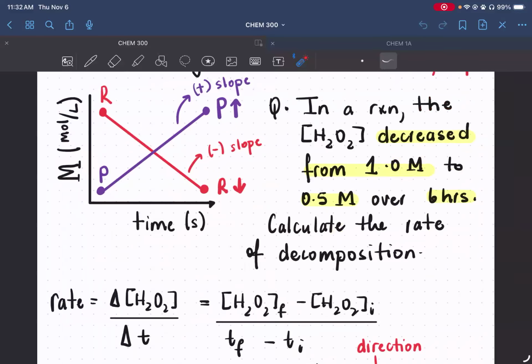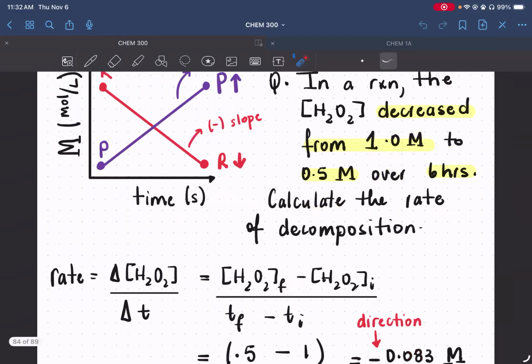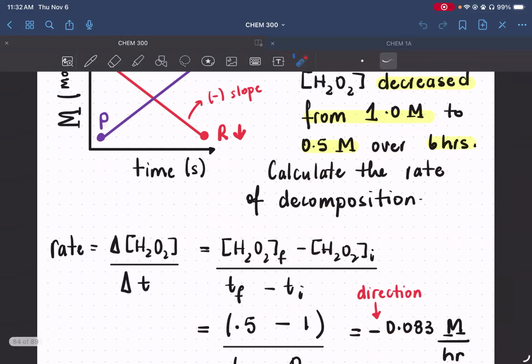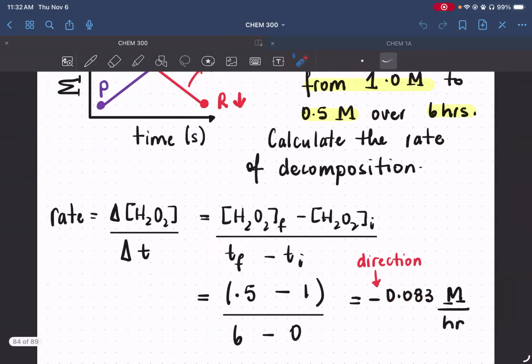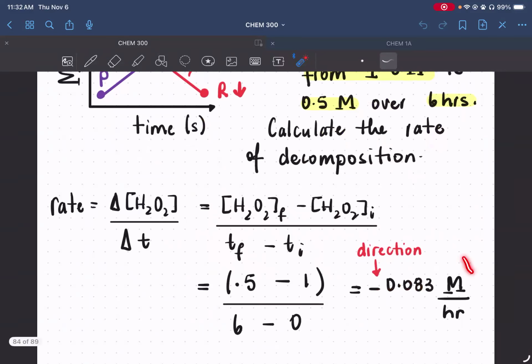In the question we did, we simply asked, over 6 hours, hydrogen peroxide decreased from 1 molar to 0.5 molar. It asked us to calculate the rate of decomposition, where, of course, the rate is simply equal to the change in concentration divided by the change in time. When we plugged in our values, we, of course, got a negative value overall. The negative is not a red flag. In fact, it reflects the direction. The fact that the reactant decreases and leads to a negative rate overall is in line with expectations.